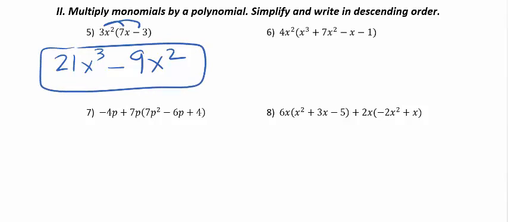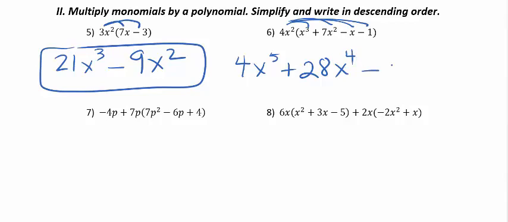We're going to multiply 4x squared by every term inside of the parentheses. So 4x squared times x cubed is going to be 4x to the fifth power. We're going to add the powers 2 and 3. 4 times 7 is 28. Add the powers on x. 2 plus 2 is 4.